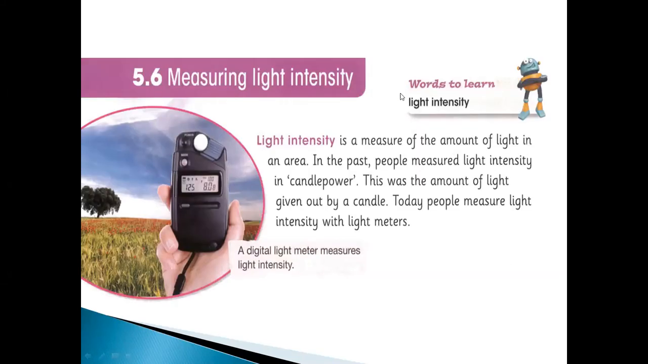5.6 Measuring light intensity. Light intensity is a measure of the amount of light in an area. In the past, people measured light intensity in candle power. This was the amount of light given out by a candle. Today, people measure light intensity with a light meter. A digital light meter measures light intensity. You can see here. So nowadays we are using a light meter to measure the light intensity.